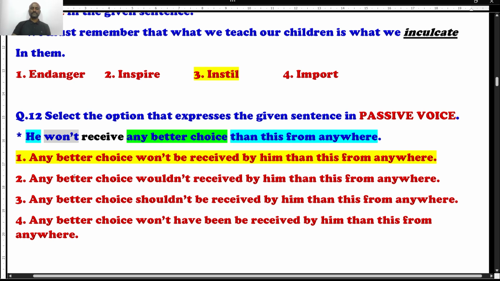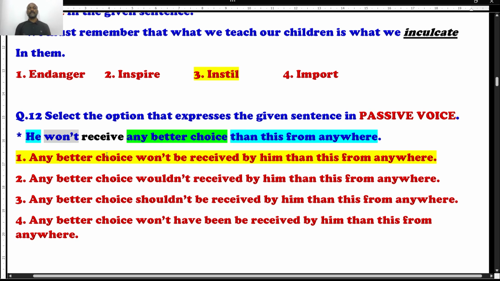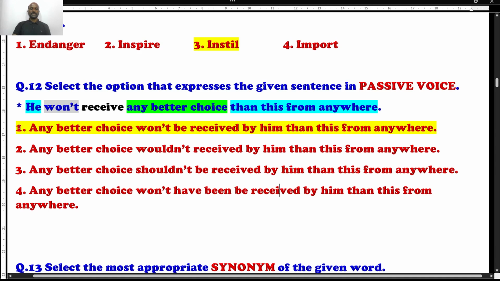What is the passive form? Replace subject with object, transform v1 into v3, receive is given, turn it into v3, then add by and exchange them according to the proper order. Well, the right answer is: any better choice won't be received by him than this from anywhere. It can be written in one other way too, right? And among the given options, option A is the right answer.